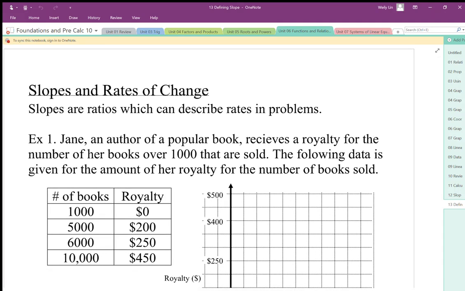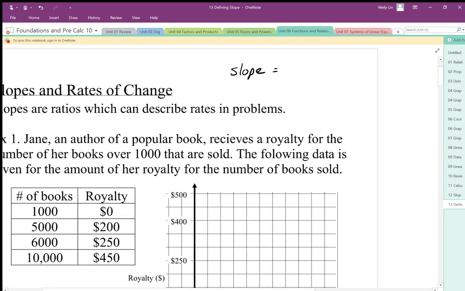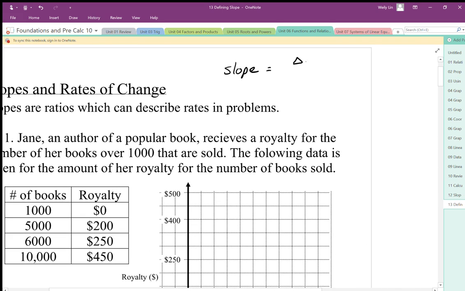We define slope as the ratio of change, the change in y over the change in x, or the rise over the run. So our slope definition looks like this: slope is equal to the change in y over the change in x, which is our rise over run.